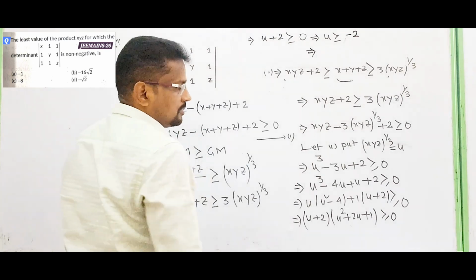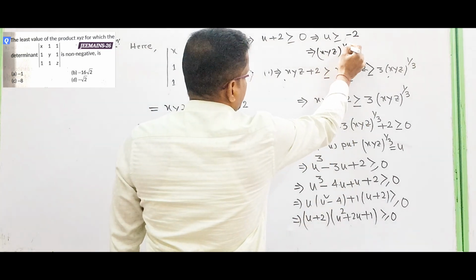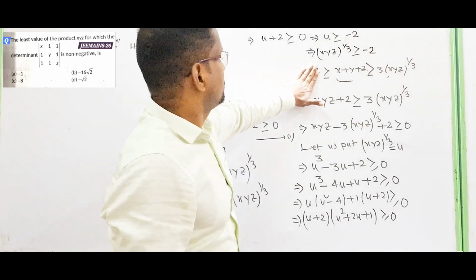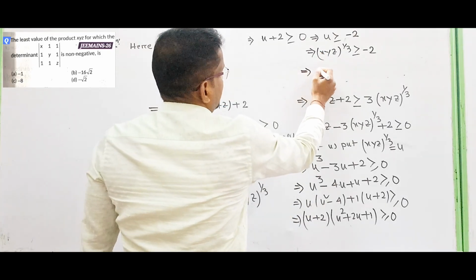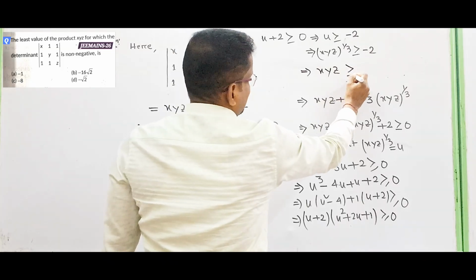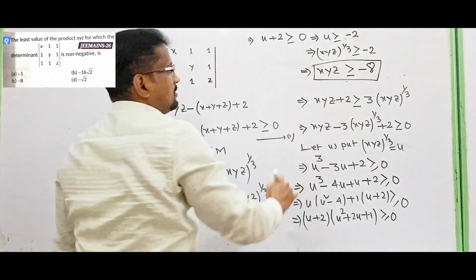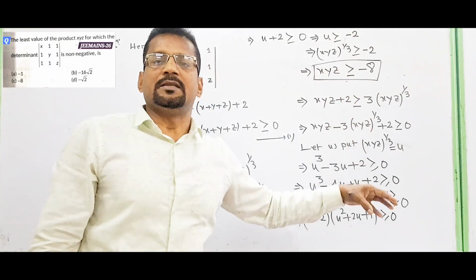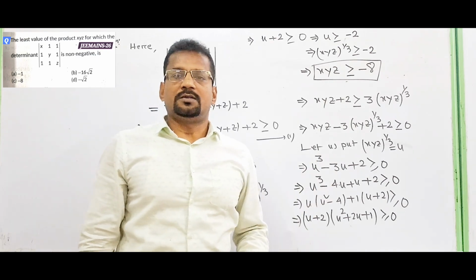What was your u? U was xyz whole to the power 1/3 greater or equal -2. Now you see cubing both sides you will get xyz, if you take the cube, greater or equal -8. Option is there you see in the question. That is xyz greater or equal -8. What does it mean? It means the smallest value of xyz is your -8.